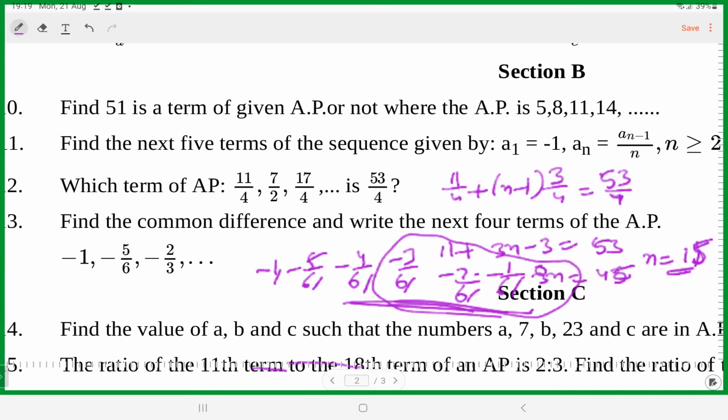Kaushik, solid. Rohit, did you find the next four terms? Tell me the next four terms. Minus 3/6, minus 2/6, minus 1/6, 0, right? Already minus 4/6 is there. So till 0, right? Okay.